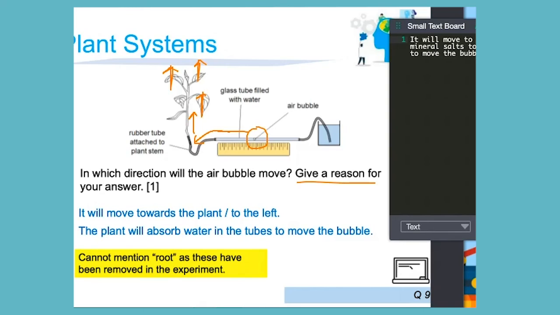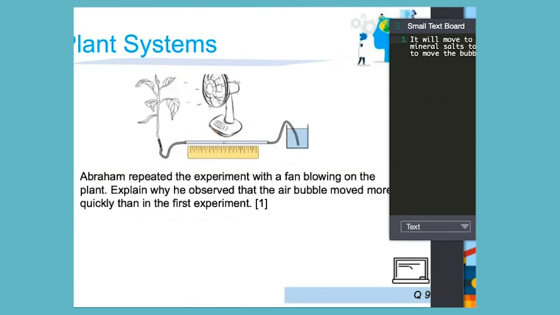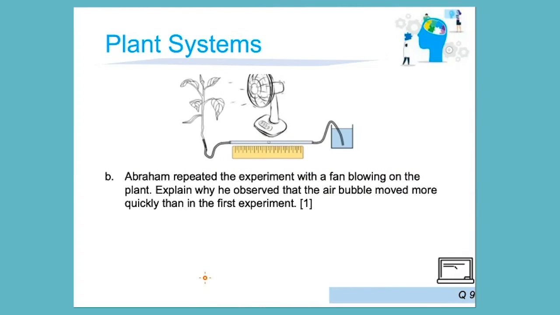We can't use the word root because the roots have already been removed in this experiment. Okay, now let's very quickly look at this. Ham now repeats this experiment with a fan blowing on a plant. And then he observed that now this air bubble moves leftwards more quickly than in the first experiment. So explain why. I'm not sure whether you remember the factors that affect the rate of transpiration.